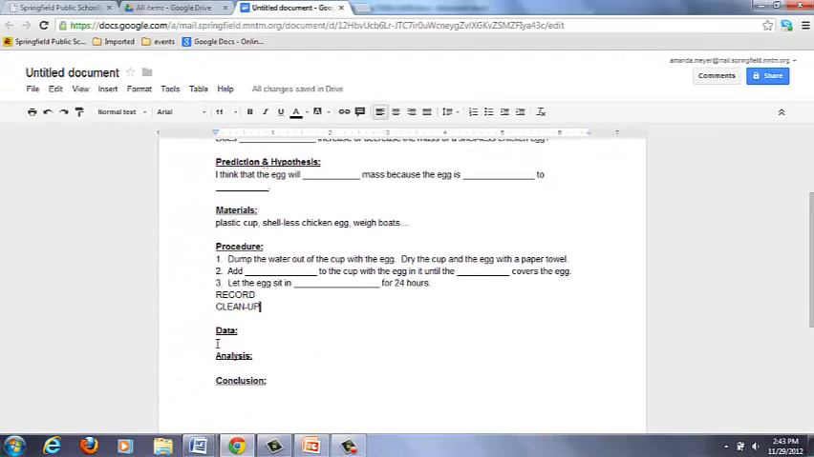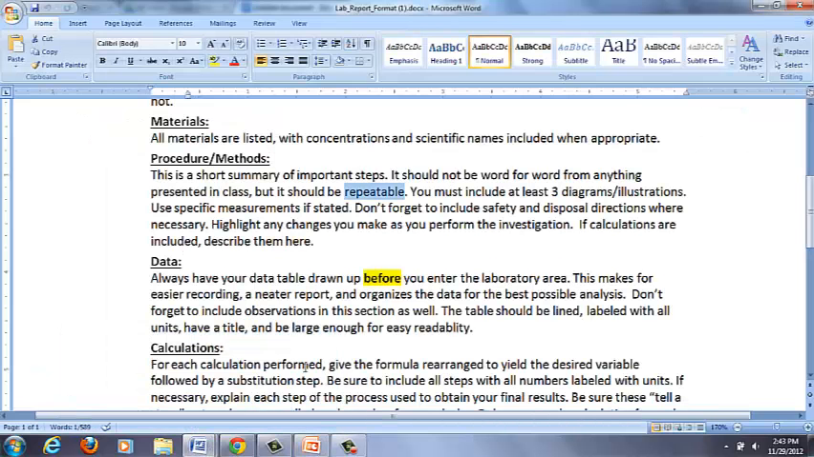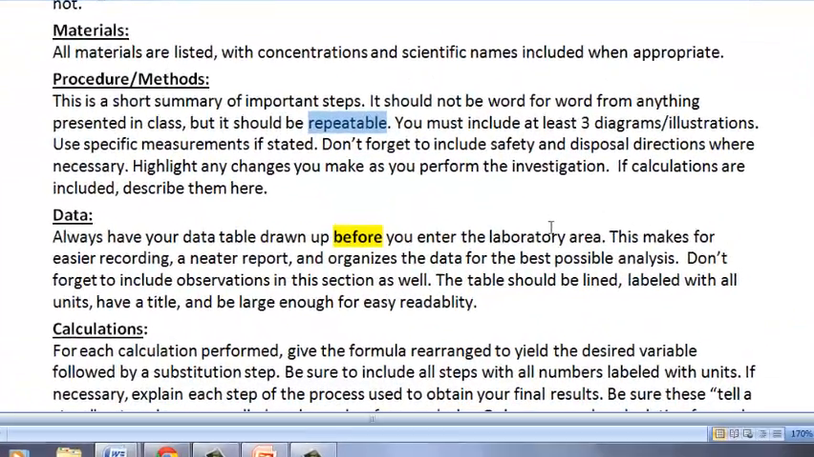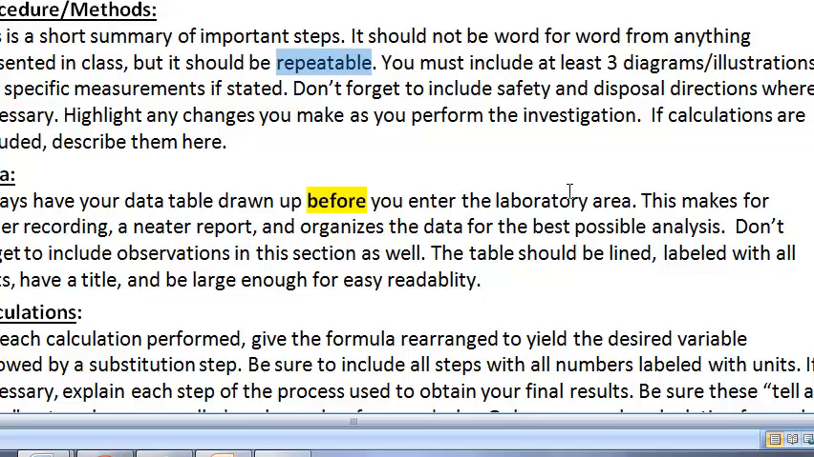Now we're going to move on to the data section. The data section is basically any data tables that you have. So let's look at the description of that. It says to have your data table drawn up before you enter the lab. Because I wasn't with you for this one, we weren't able to do that, but I think we'll be able to put it together now and you guys should be set.